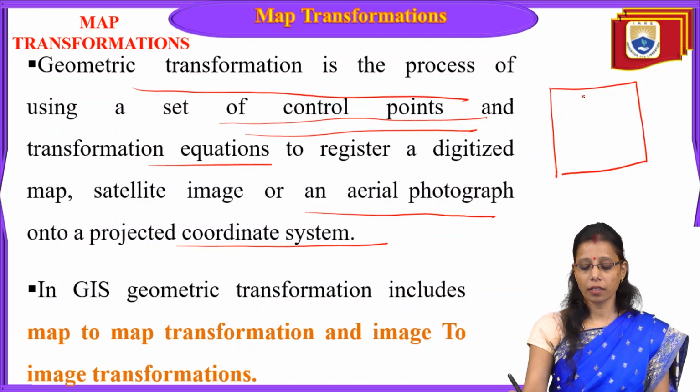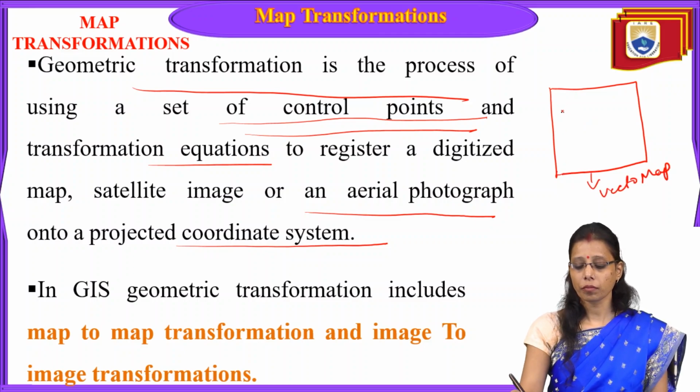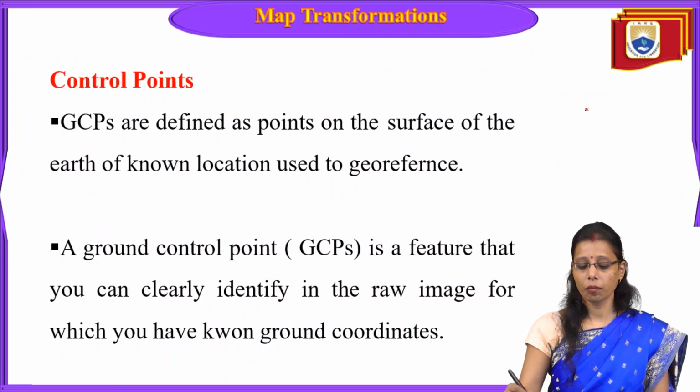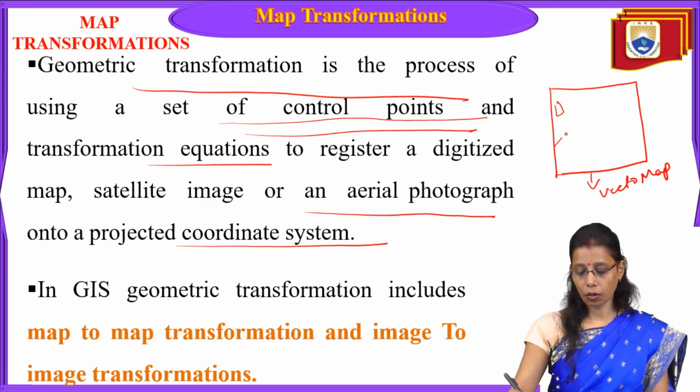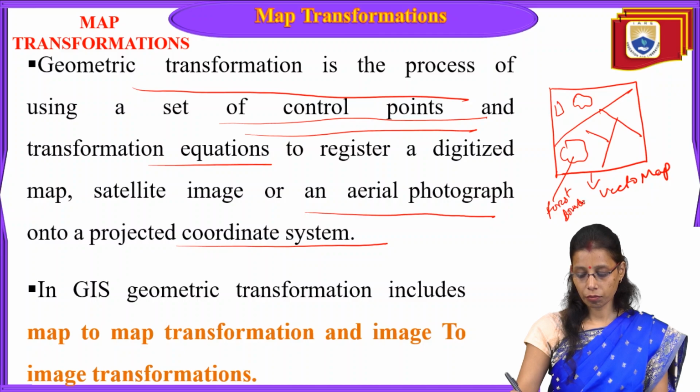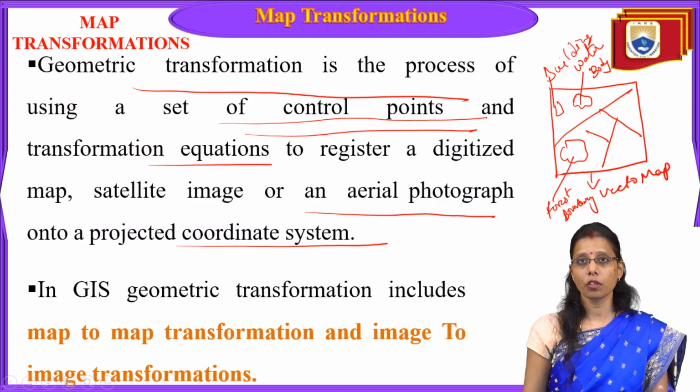Now to register a digitized map. Suppose this is our digitized map, which means we have this vector map. Here we have different types of feature information. We have a building here, you have a road here, you have a water body, you have a forest boundary, a water body, a building.